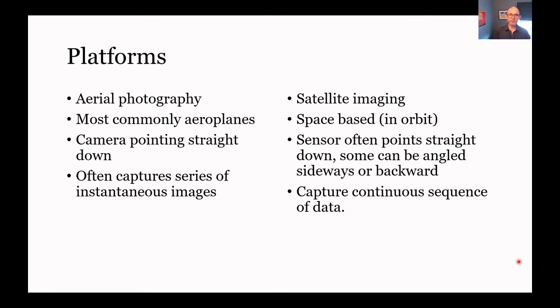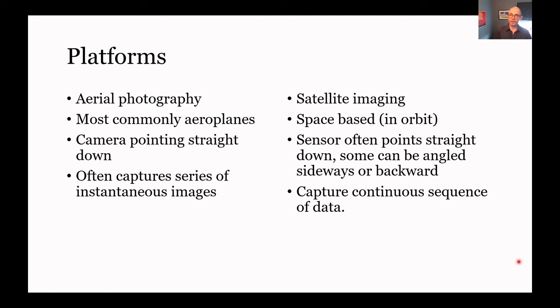So as previously mentioned, aerial photography is usually done from aeroplanes, at least for the high quality data that we're talking about here, with a camera that's looking straight down on the ground. And we're capturing a photograph. We're taking an image over a large area, and it's instantaneous. One image, and then another image, and then another image, a sequence of images.